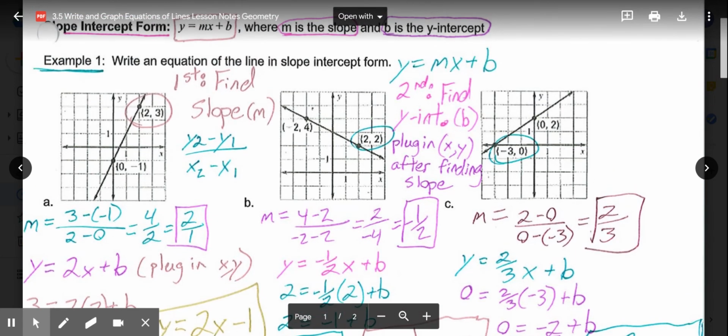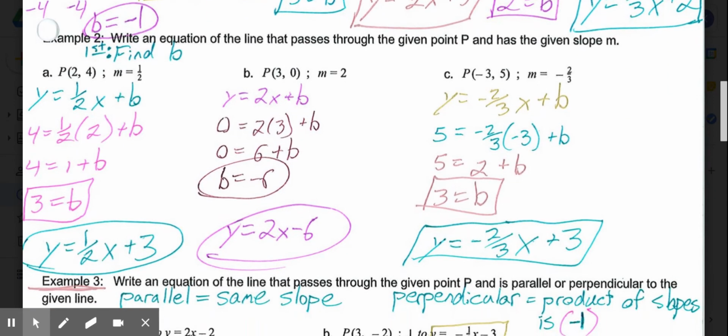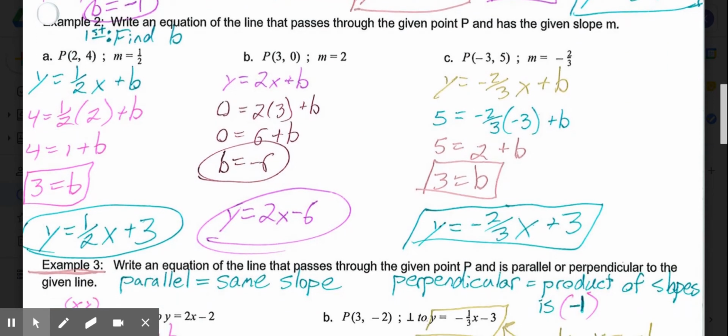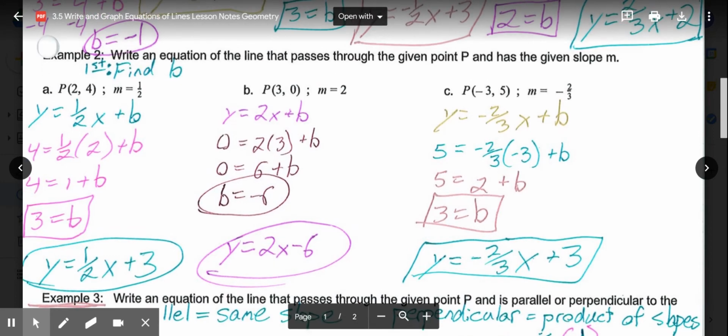So if you have a graph with 2 points, you find the slope, then you find the y-intercept, and then you write your final equation. Example 2 is a similar concept, except now they're giving us a point that the line passes through and the slope. They want us to write the equation. So the first thing I'm going to do is just write y equals mx plus b with the slope in there. So if my point's 2, 4, slope of 1/2, y equals 1/2 x plus b.